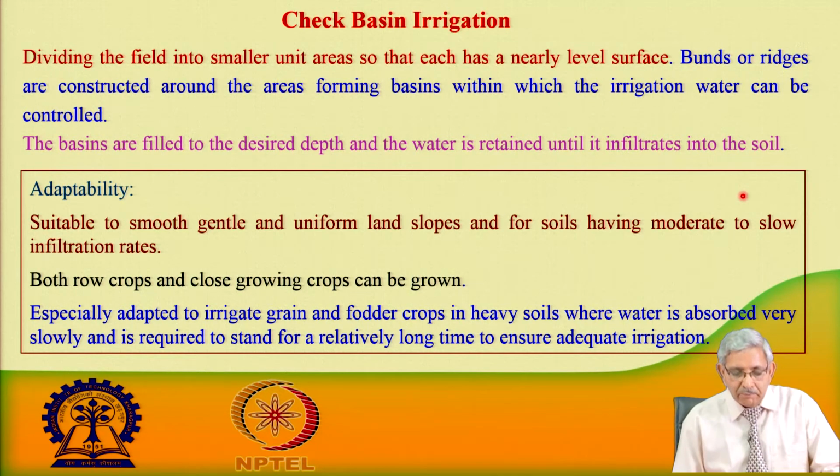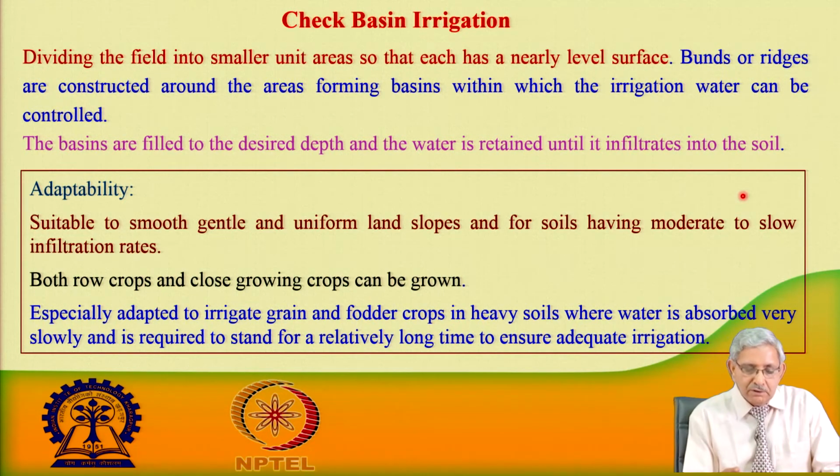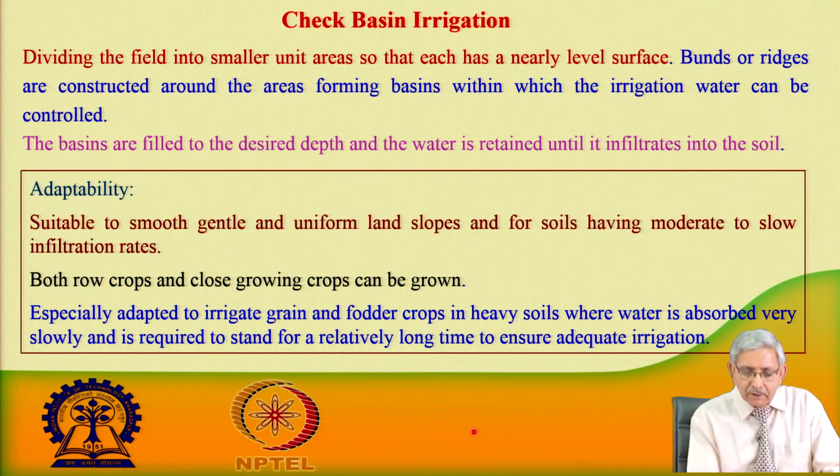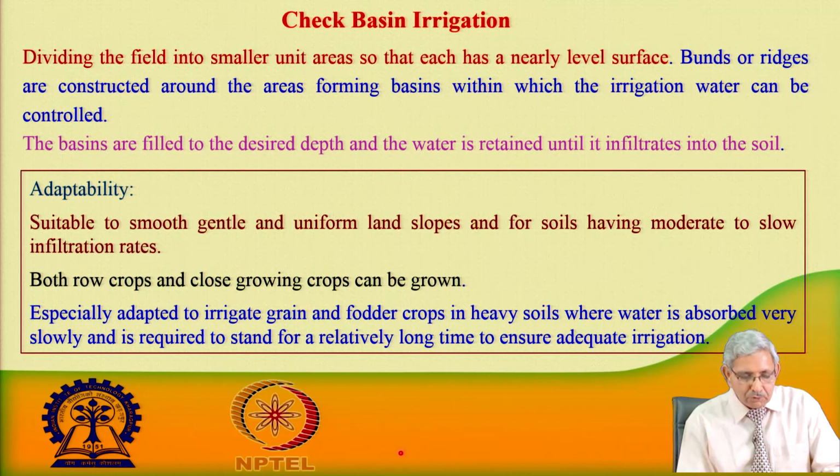Basin irrigation is adopted normally in land having gentle slope, and it is normally used for close growing crops, mainly rice and jute. These crops require more water for ponding, so basin irrigation is very suitable for such crops. Of course, other crops can also be grown, and ring basin irrigation is used for wide spacing crops, for orchards.